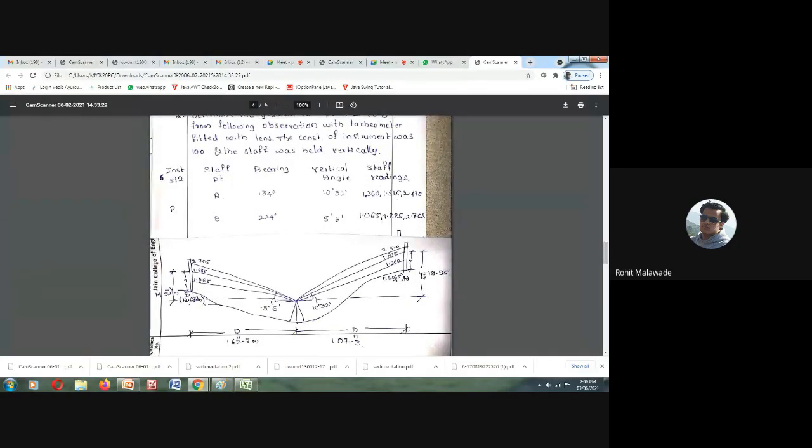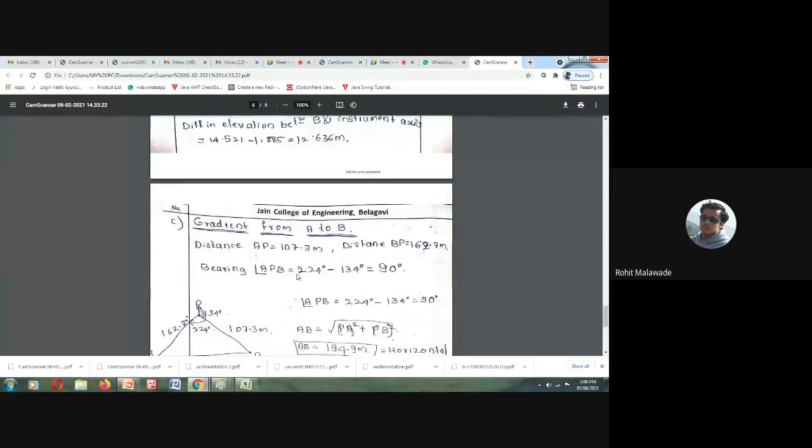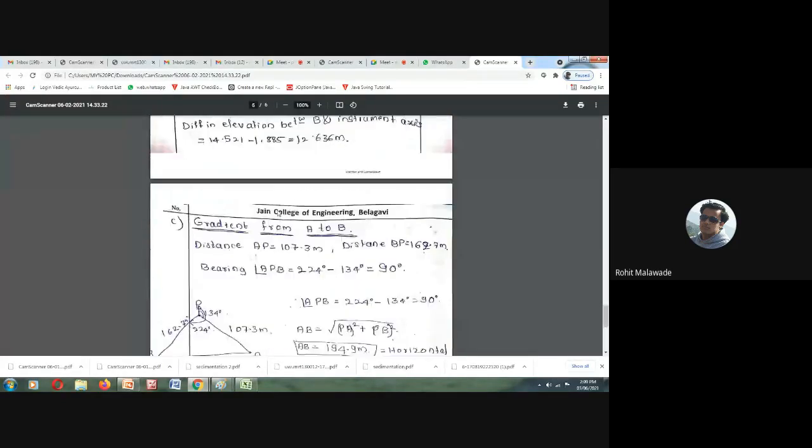Now what we want to find out is the gradient between A and B. That is our question. For that, what is the distance between AP? The distance between AP is 107.3, and from BP it is 162.7.